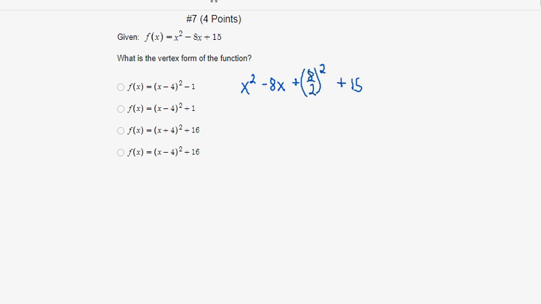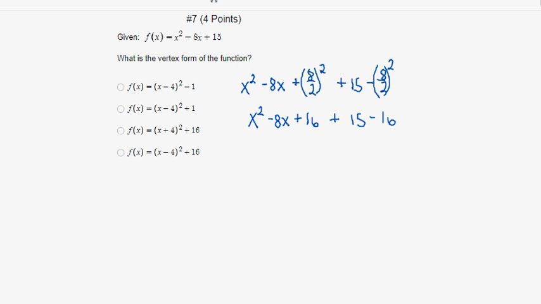Since we added this right here, in order to keep everything balanced, we have to subtract it over here. It's like, well, why did we add it there if we're just going to subtract it anyway? Well, that's so we can set up a perfect square binomial and get this into vertex form. All right, so this gives us x squared minus 8x. 8 divided by 2 is 4. 4 squared is 16, plus 15 minus 16.